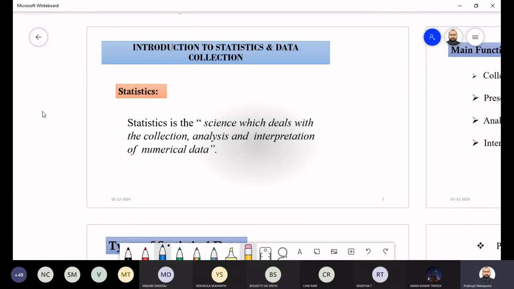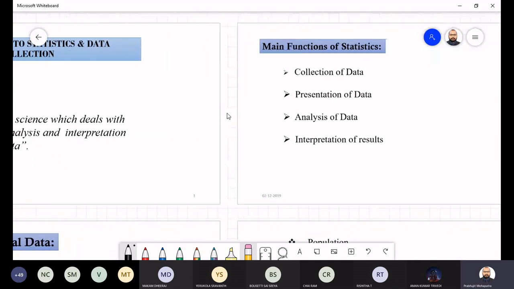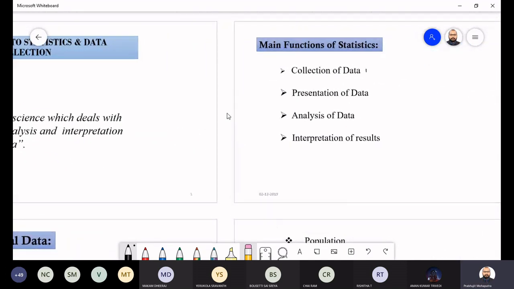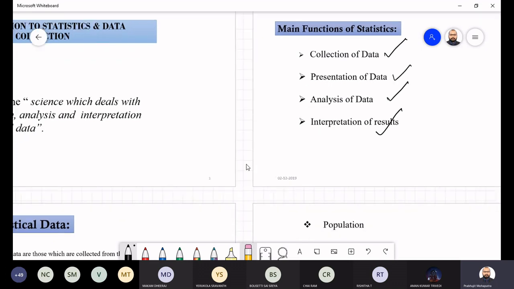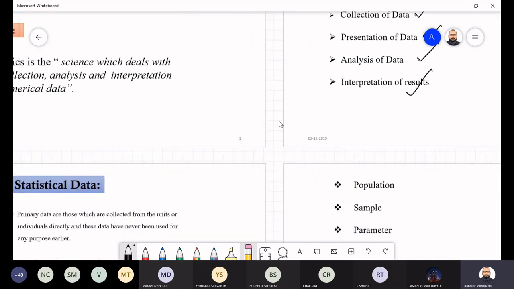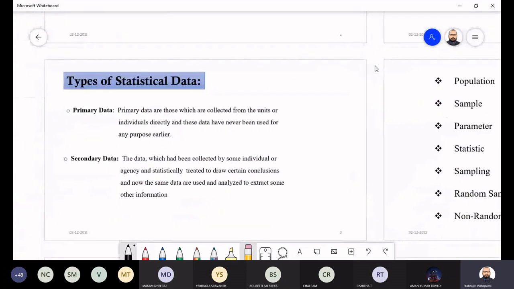Of the data, to analyze the data, to interpret the data. These are nothing but the statistics. What are the things we have to do? In statistics, mainly, you have to collect the data, present the data, analyze the data, and interpret the results. So wherever you are having data, that is all about statistics.